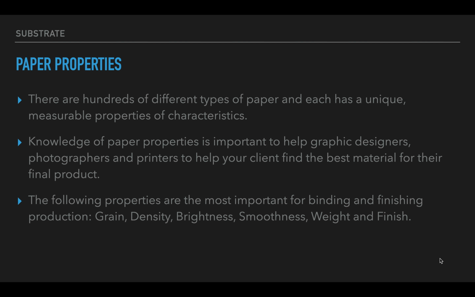Paper properties. There are hundreds of different types of paper, and each has unique, measurable properties or characteristics. Knowledge of paper properties is important to help graphic designers, photographers, and printers help their client find the best material for their final product. The following properties are the most important for binding and finishing production: grain, density, brightness, smoothness, weight, and finish. So all of these come into play.